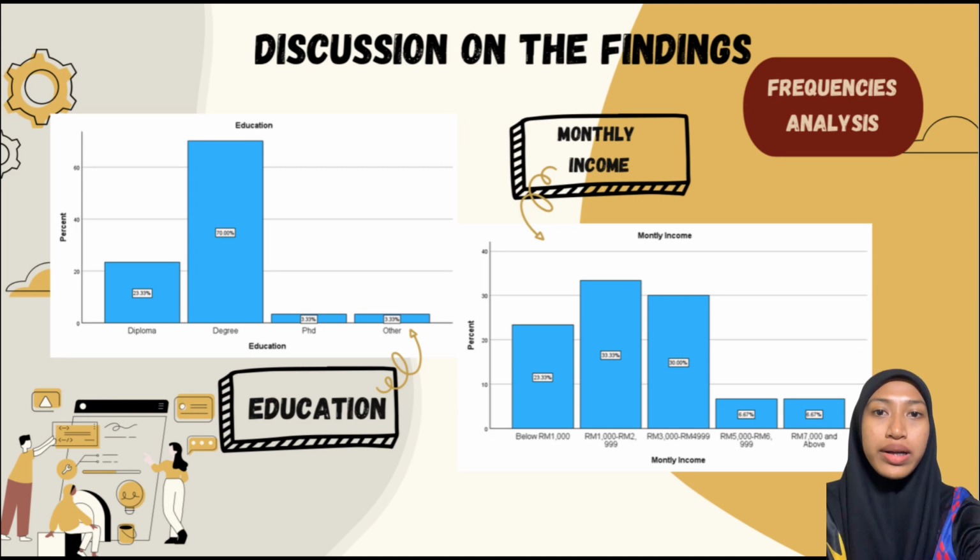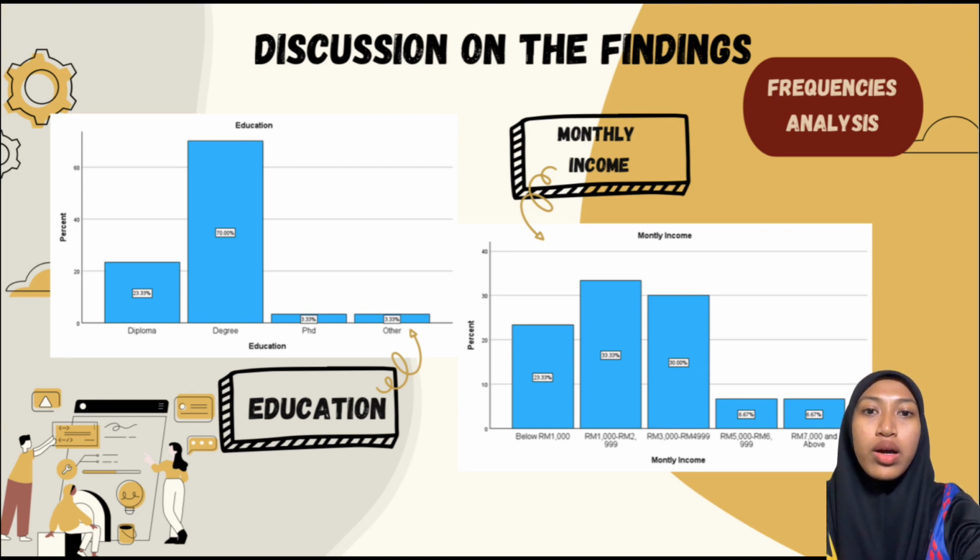Next is monthly income, which shows most respondents are between RM 1,001 and RM 4,999 per month, which represents the M40 and B40 income groups. Only a small percentage earn more than RM 5,000, showing the sample reflects the target population for affordable housing programs.